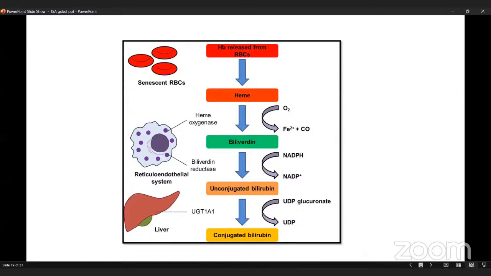So this unconjugated bilirubin is water insoluble, sir. So it goes to the liver, where with the UDP glucuronyl transferase, it gets conjugated, making it water soluble, and gets excreted via the common hepatic duct into the common bile duct and into the intestine. So the intestine contains bacteria with the help of beta glucuronidase. The intestinal bacteria deconjugate it, and 80% gets converted into stercobilirubin and gets excreted via stool, and the 20% enters the enterohepatic circulation, where 5% enters the blood and is excreted in the urine, sir.